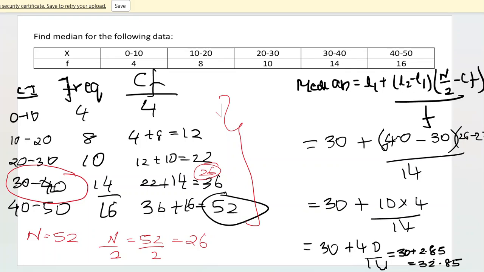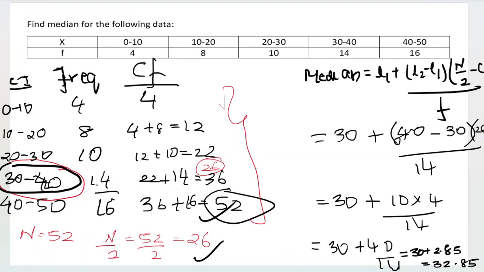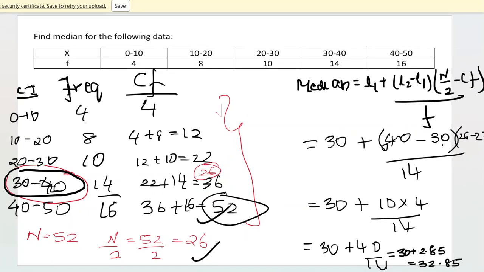So in median, we need to first find the cumulative frequency. Once we get the cumulative frequency, we need to find n and then n by 2. After that, we need to see where n by 2 lies in the CF column. The next class interval will become the median class interval. And then we use this formula: L1 plus L2 minus L1 times n by 2 minus CF upon F. So L1 will be the lower value, which is 30, L2 the higher value, n by 2 will be 26 because we obtained it here, CF is the value above, which is 22, and frequency is 14. So here 30 plus 14 and we get the answer 32.85. This solves the problem.